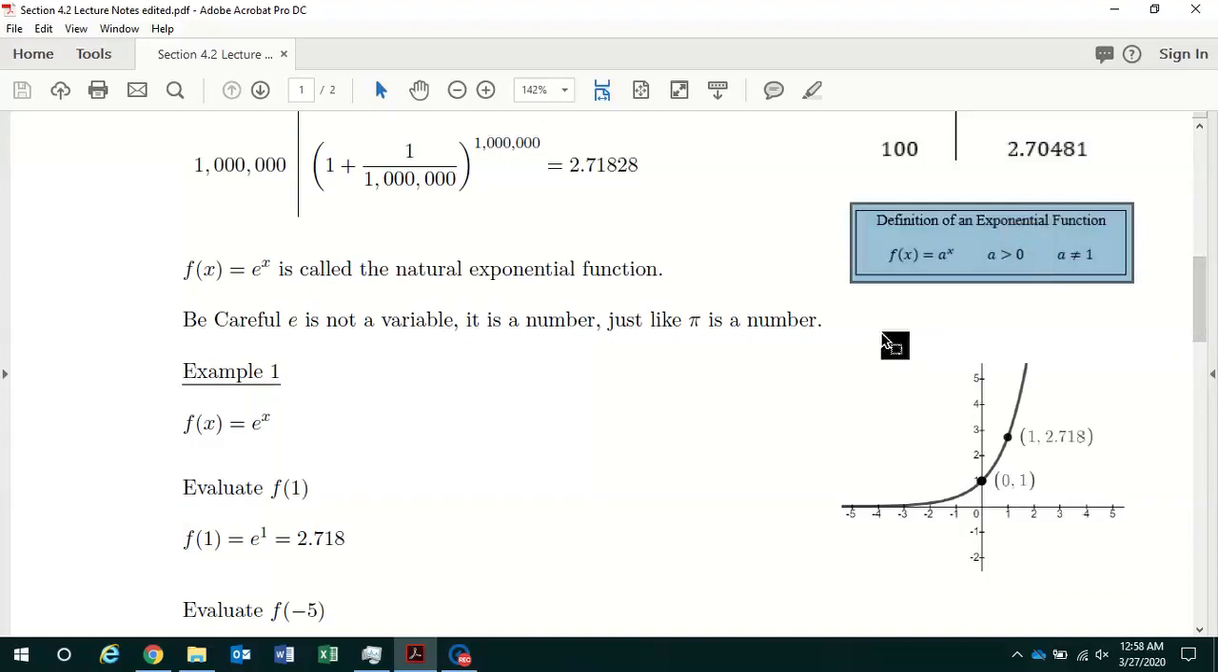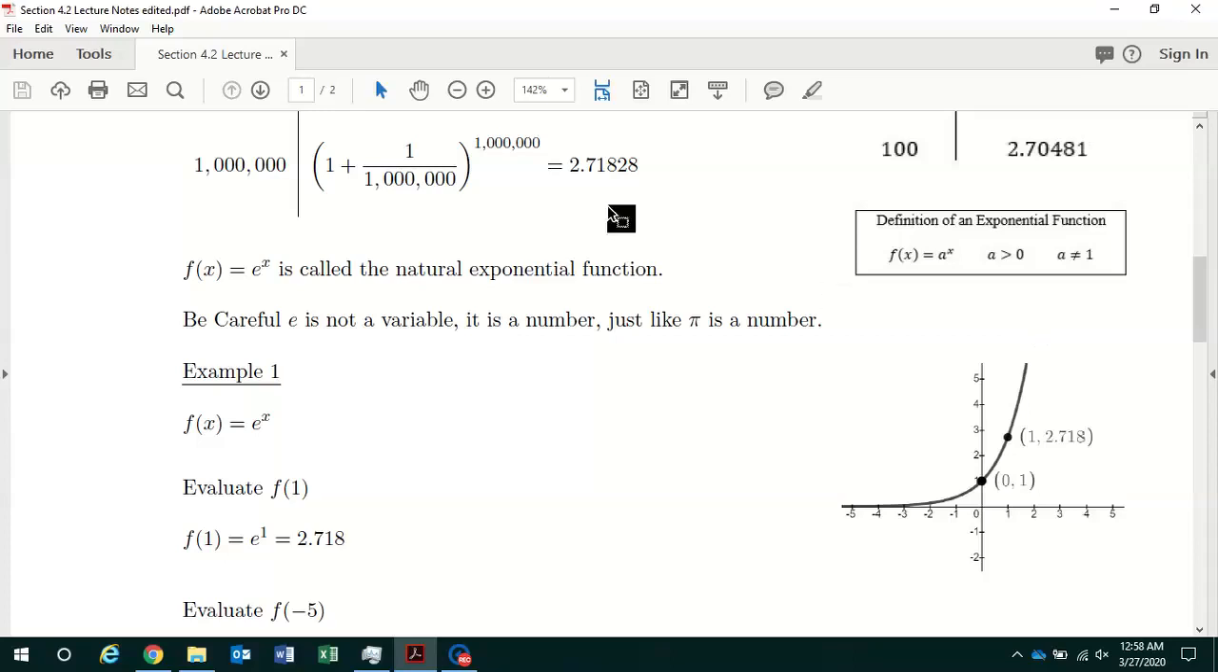So over here on the right is our definition of an exponential function from section 4.1. f of x equals a to the x is called an exponential function if a is a positive real number not equal to 1. So if a is a positive real number not equal to 1, then f of x equals a to the x is called an exponential function with a base of a. Right? That was section 4.1 material.